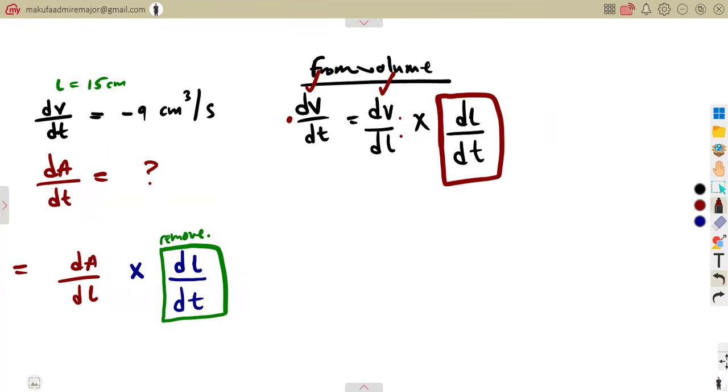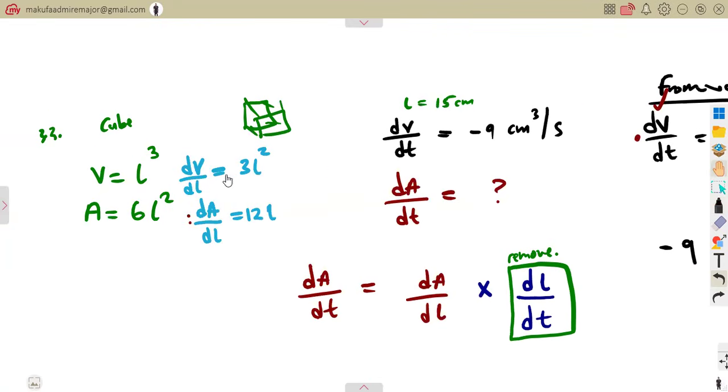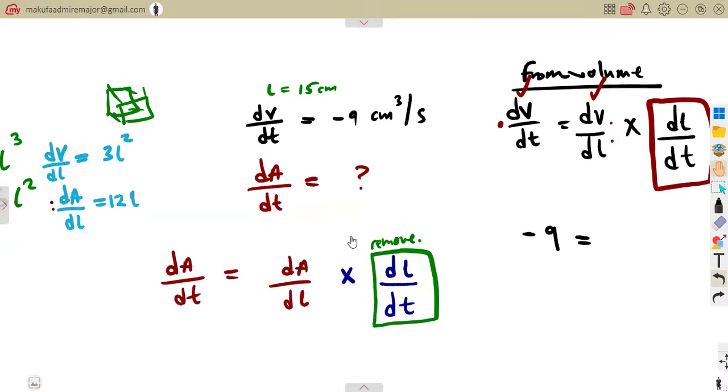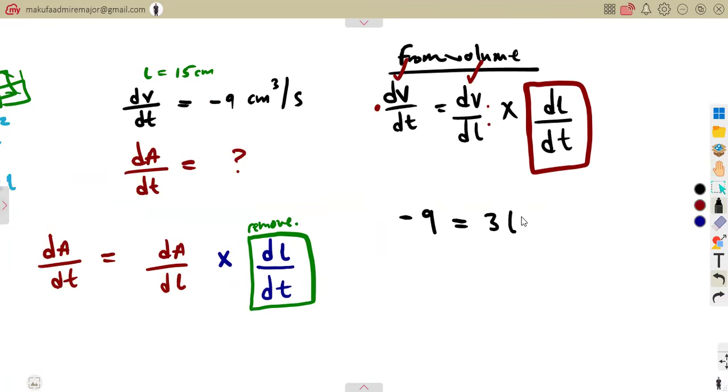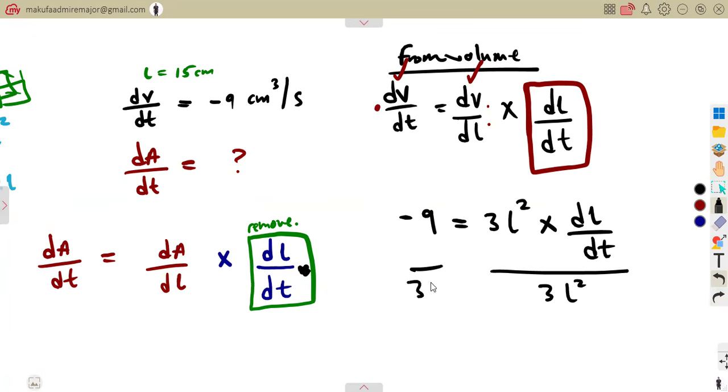You simply have to divide, or just substitute, guys. dV/dt, you have it. dV/dt is what? -9, so that you do not have confusion. -9 is equal to dV/dL, which is 3L squared, times dL/dt. You take this and make it the subject because it is the one that is missing here that we want there. So you're going to divide by 3L squared on both sides.